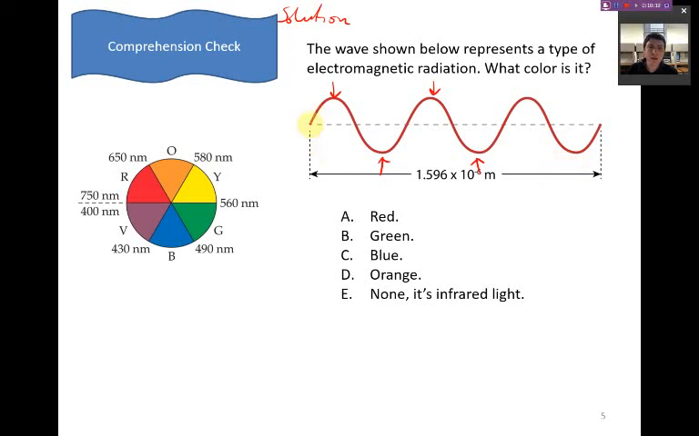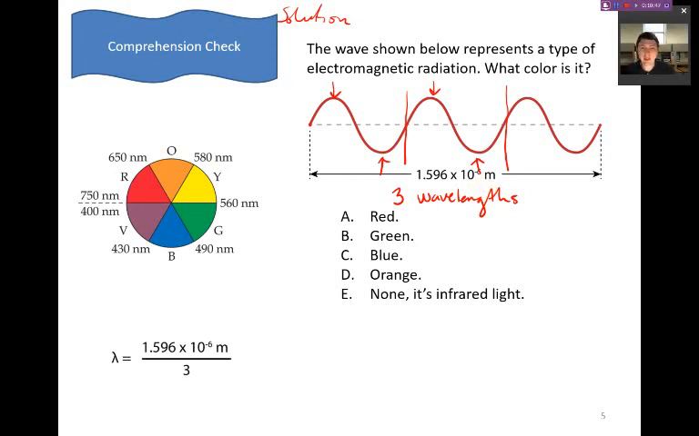But if we start here and ask how many times it goes through this entire cycle, well, it gets back to that same inflection point here and here. So this is a total of 3 wavelengths. If this is equal to 3 wavelengths, then in order to calculate the actual wavelength, we would take that value in meters and divide by 3. And that gets us 5.32 times 10 to the minus 7 meters.